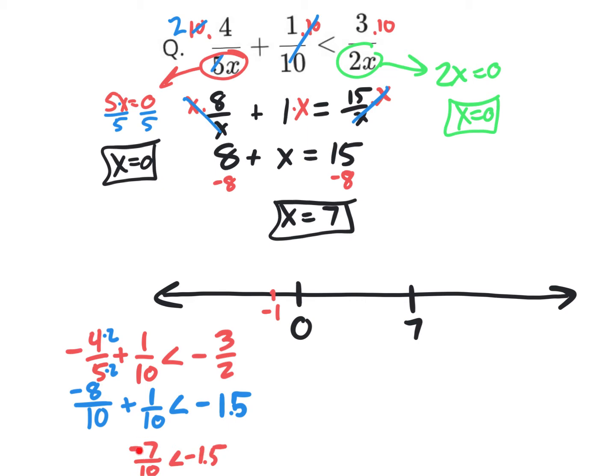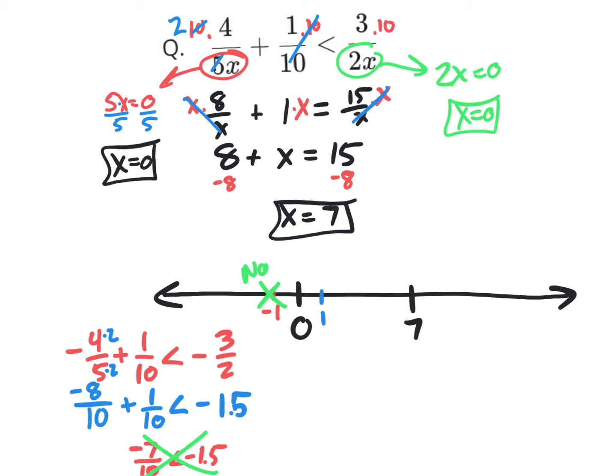Is it further left than -1.5? Absolutely not. This is false. -7/10 is closer to the number 0 than -1.5, which means that it's greater than -1.5. So this is a false statement. That means that this does not work. The area over here does not work. Let's test the area in between the 0 and the 7. Like, let's test the value 1.